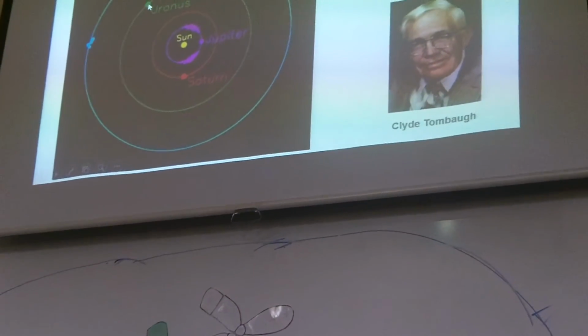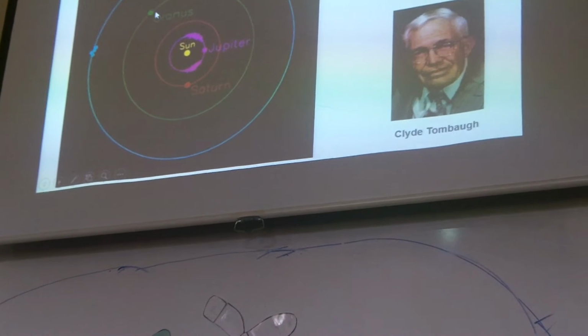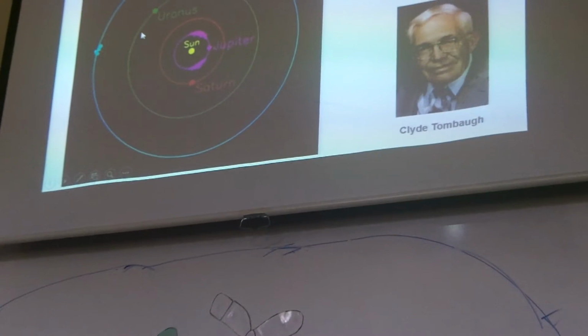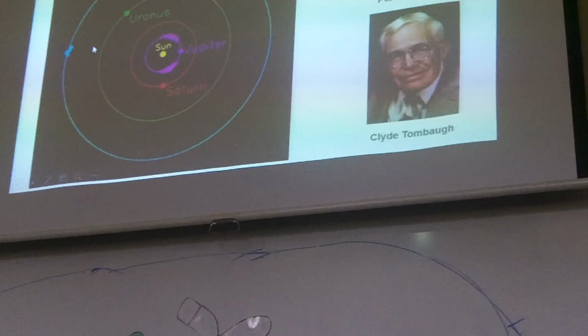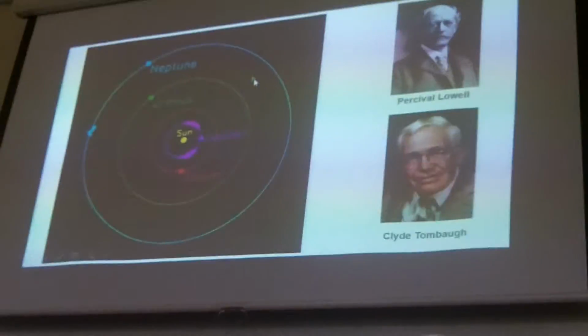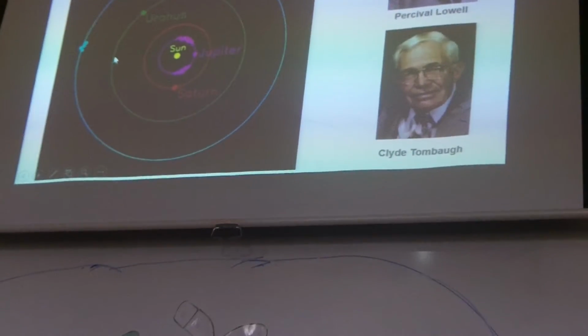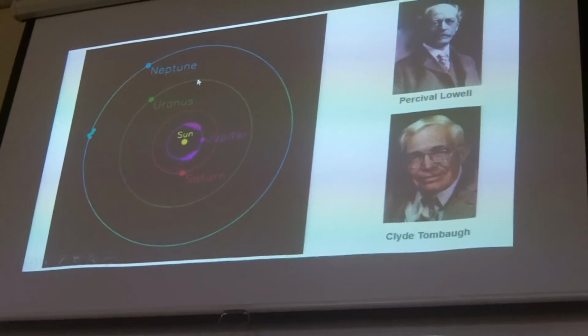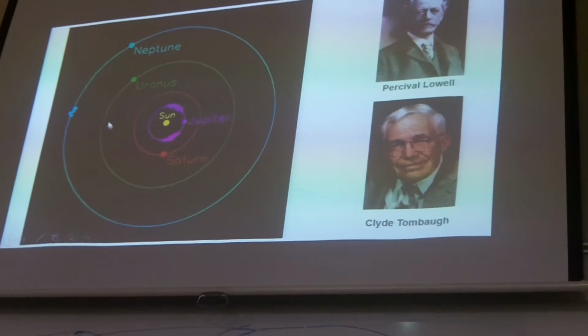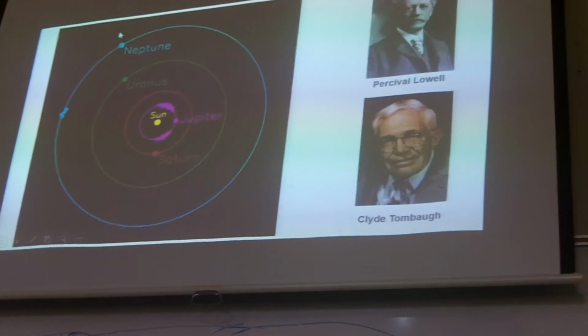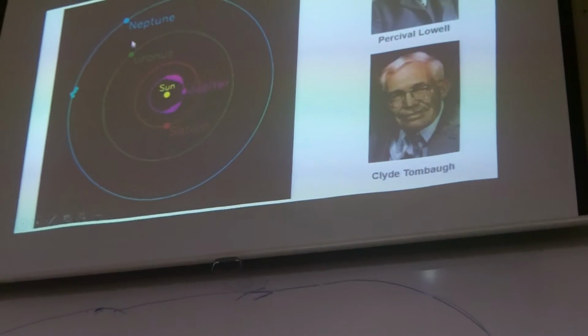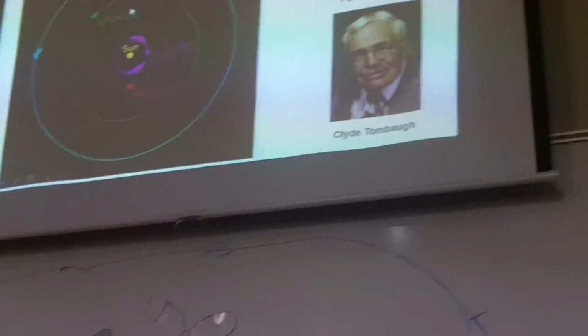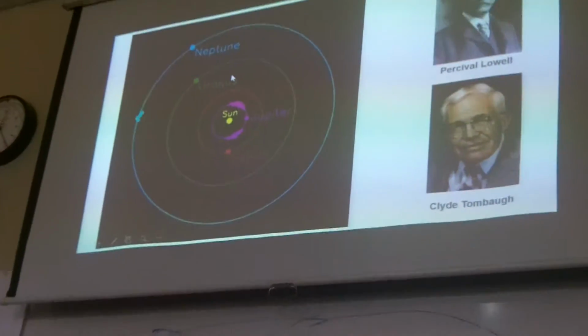Uranus wobbled, and so they knew that there was another big source of gravity out there. Exactly. During Uranus's orbit, it would speed up right about here as it got close to Neptune, and then slow down as it went past Neptune, just by a little bit. And they figured Neptune was out there because the gravity of Neptune was making Uranus speed up and slow down a little bit. Y'all remember this?